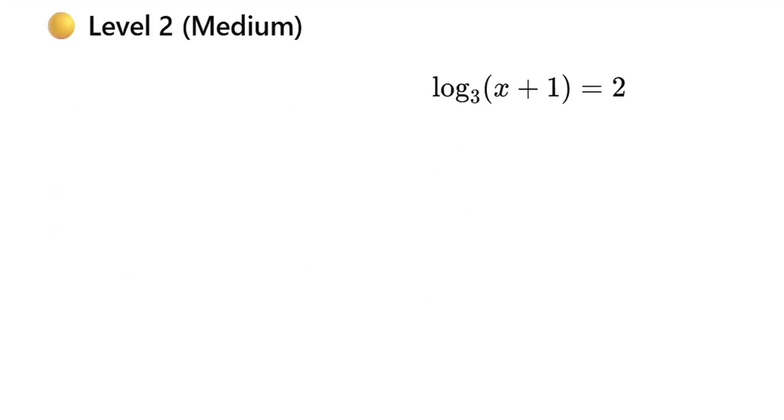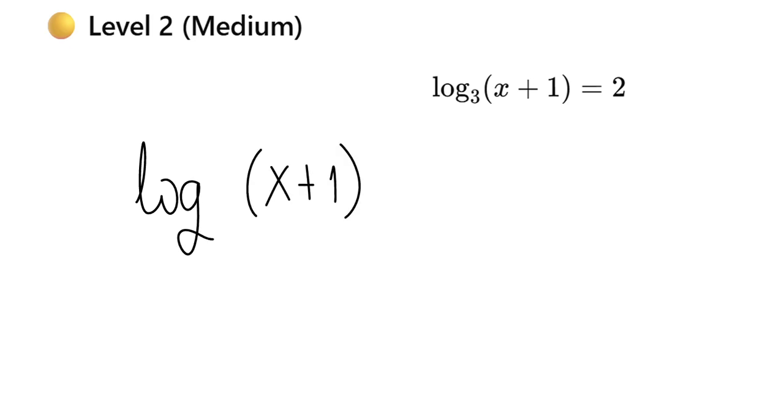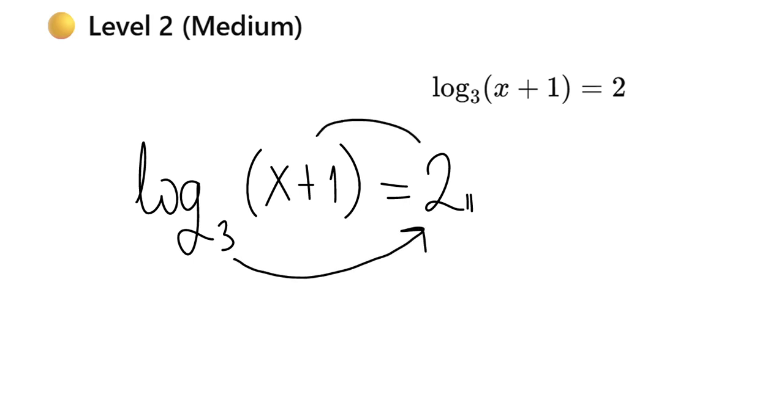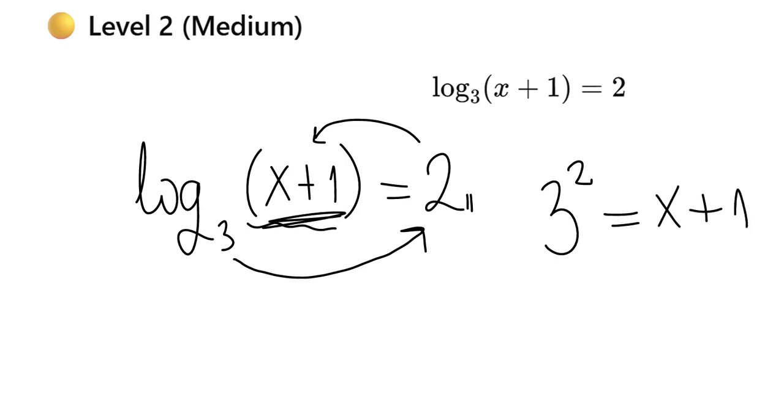This time we have logarithm of x plus 1 for the base of 3 is equal to 2. So let me just copy the question. Logarithm x plus 1 for the base of 3 is equal to 2. We said this number raised to this power has to be equal to this. So one more time, 3 raised to the power of 2 has to be equal to x plus 1.